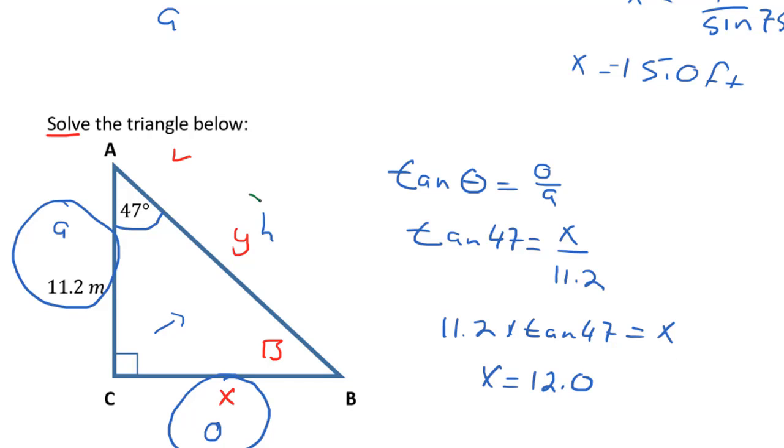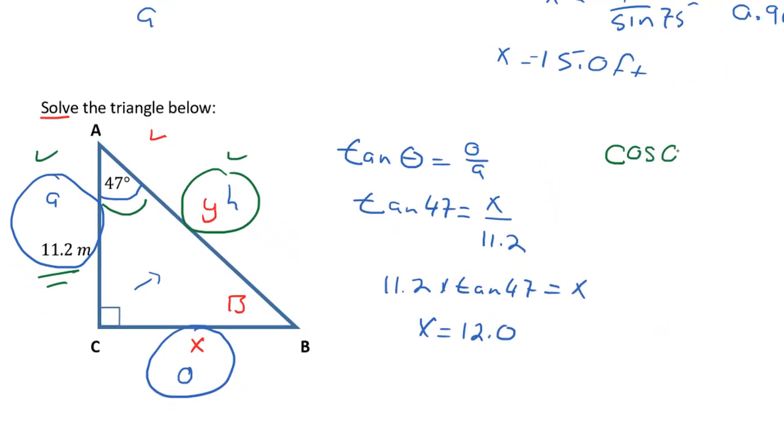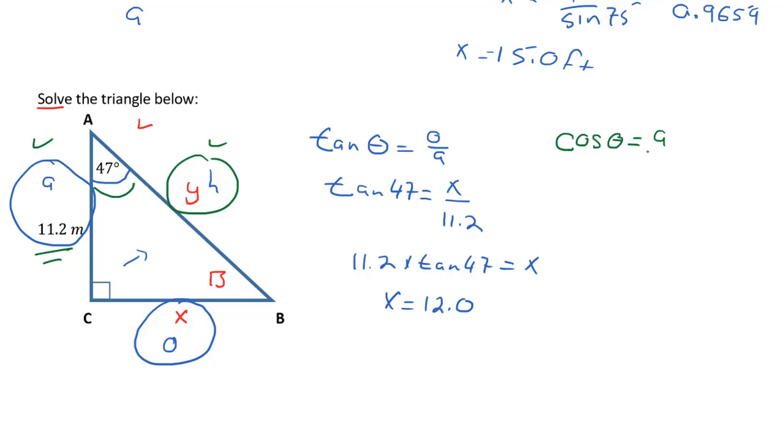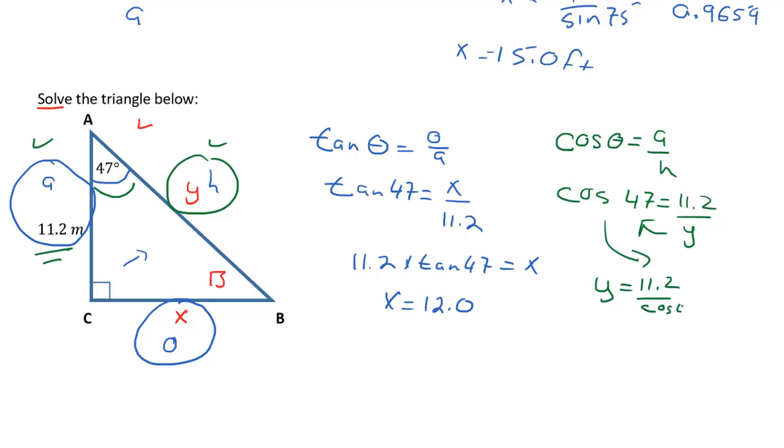Next, let's calculate y. Now y is the hypotenuse. I'm going to stick with angle 47 here as my focus angle, and that means that the adjacent is still 11.2. So I need a trig function that relates adjacent and hypotenuse, and that's cosine. So cosine of theta is going to equal adjacent over hypotenuse. Plugging in what I know, I get cosine of 47 degrees is going to equal 11.2 over y. Doing my cross multiplying, y moves up to the top and cosine of 47 moves to the bottom on the other side. I get y equals 11.2 over cosine of 47.